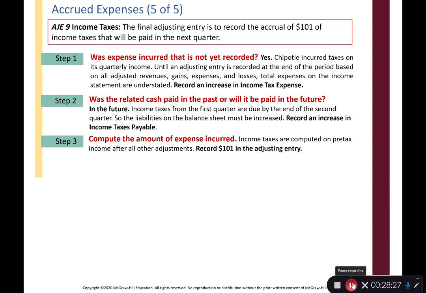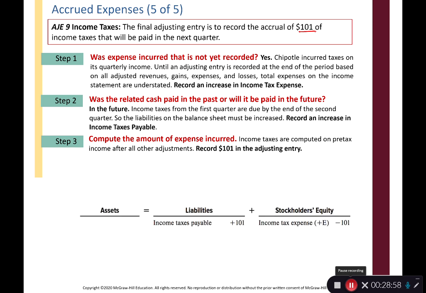Finally, we have income taxes. So a final adjusting entry to record an accrual of $101 in income taxes that is going to be paid next quarter. So after we get net income, we take some percentage of that, and that would be how we'd calculate the income taxes. In this example, they just gave it to us. But again, was the expense incurred? Yes. Did we pay for it yet? No, we're going to pay for it in the future. How much? 101. So this is just like the other examples.